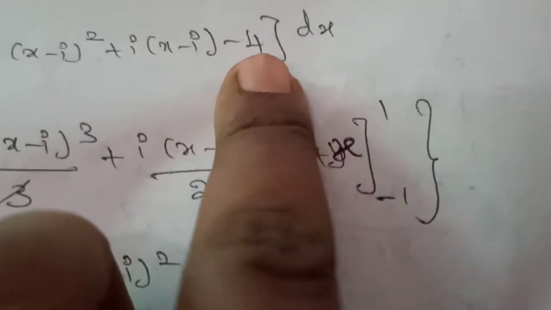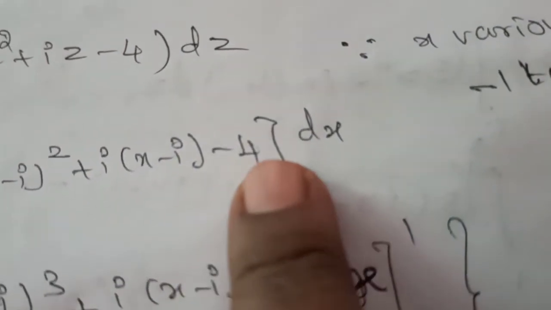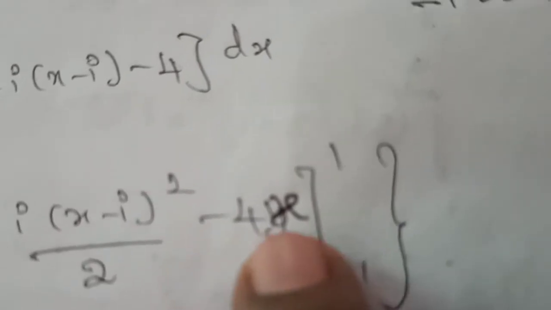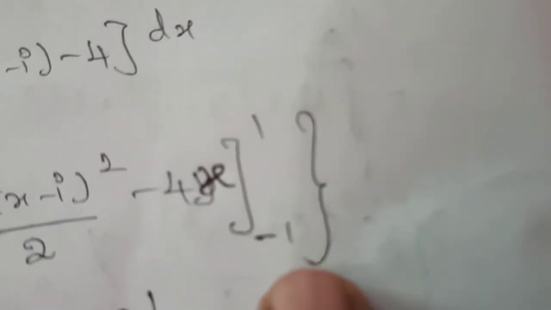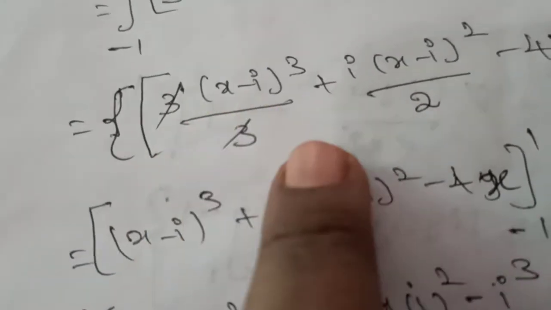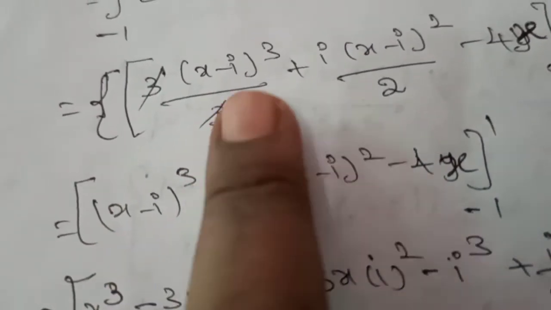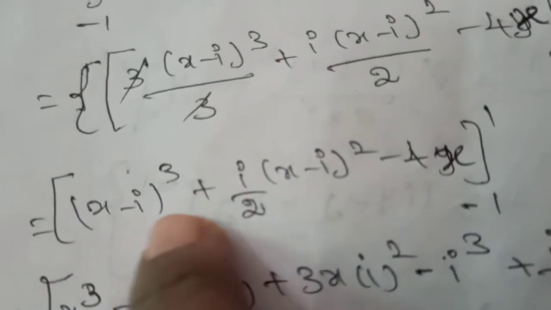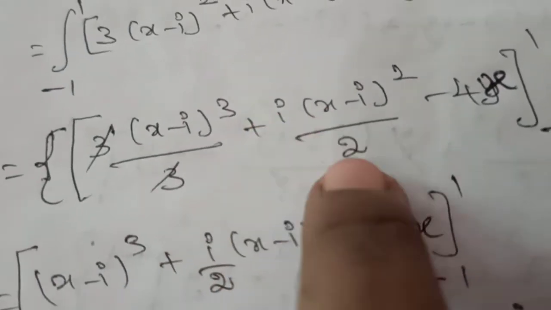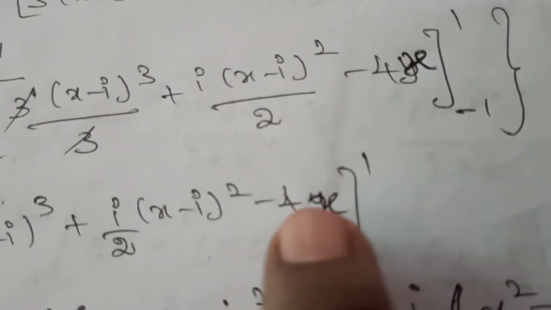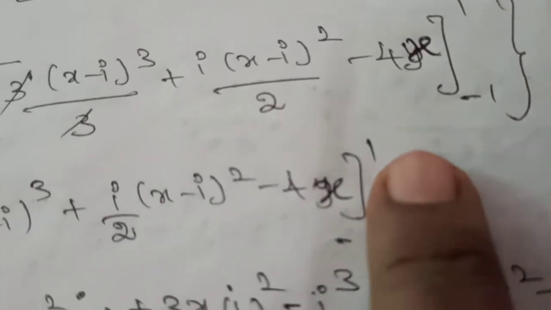So minus integration of 4 dx, you can write minus 4x, the limits from minus 1 to 1. Here the 3 values cancel. And next, the remaining value: x minus i the whole cube plus i by 2 into x minus i the whole square, minus 4x, the limits from minus 1 to 1.